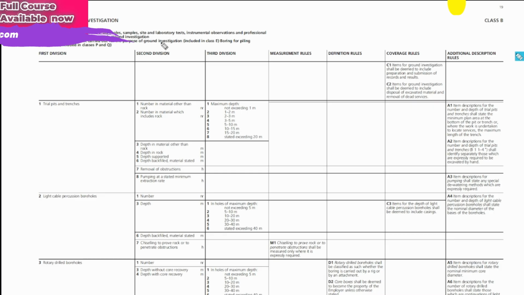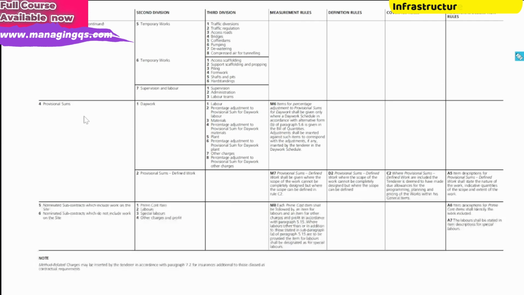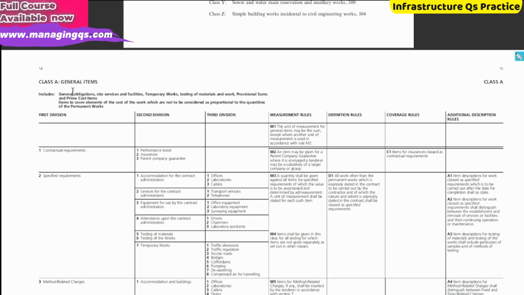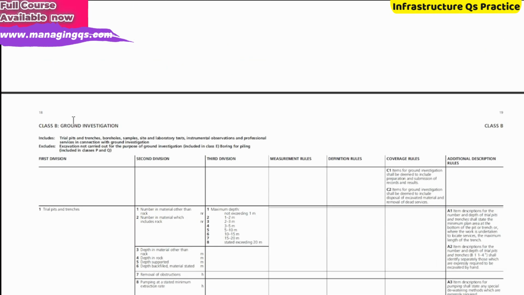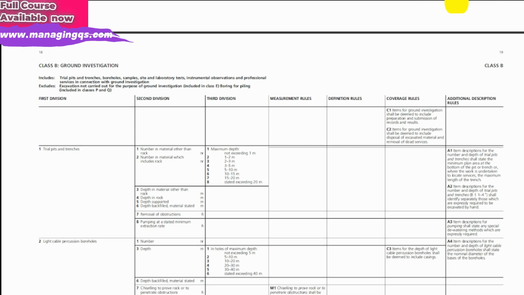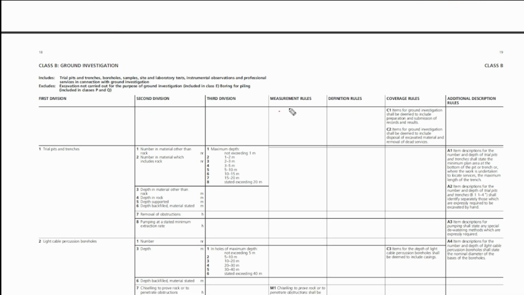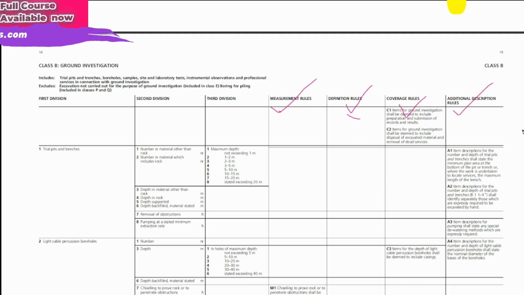You can see there are 26 classes available. The first one is class A, the general items; class B is ground investigation, like this. So we have A to Z class sets. In each and every class, we have the 4 types of rules. First one is the measurement rule, then the definition rule, the coverage rule, and the final one is the additional description rule.